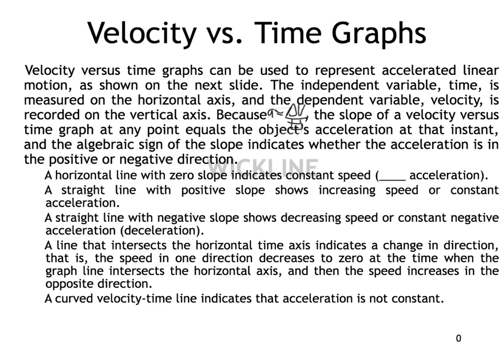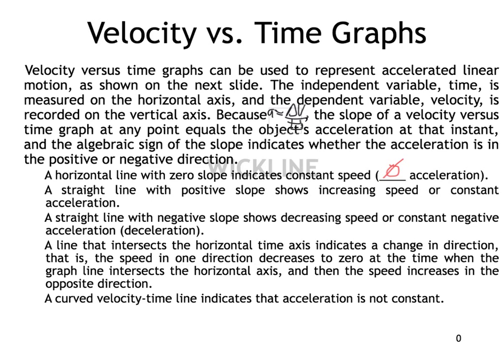And then a horizontal line with 0 slope indicates constant speed. And this is a big, very important thing. Constant speed means 0 acceleration. That's something that people don't think about a lot. But if you're moving at constant speed, you can have all that speed as long as it's constant. That means your acceleration is very specifically 0.